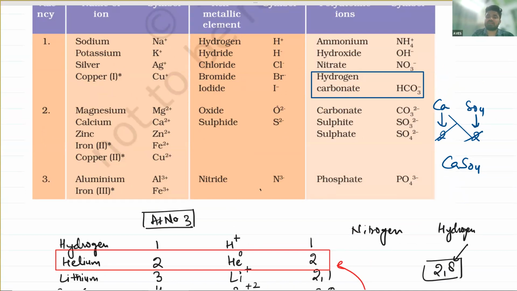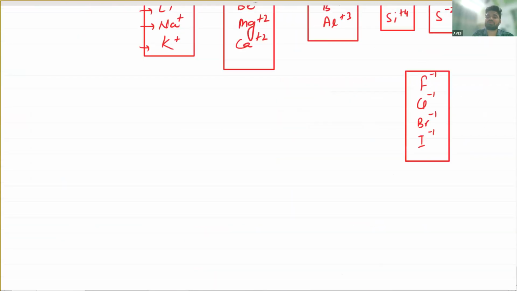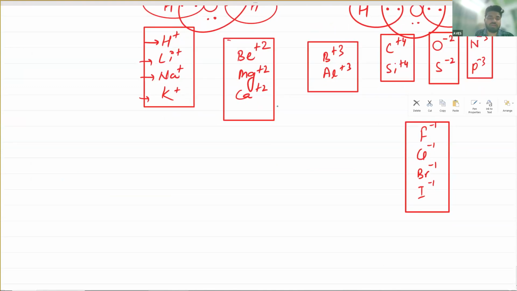If I talk about calcium hydrogen carbonate, you will write calcium as Ca 2 positive and hydrogen carbonate as HCO3 minus 1, because hydrogen carbonate has valency minus 1.